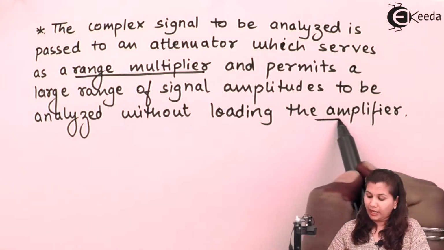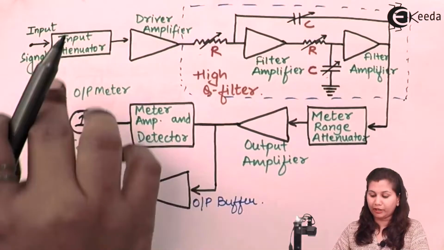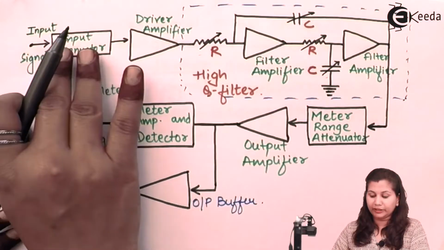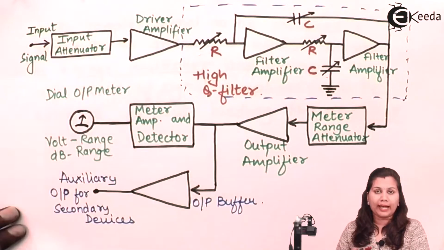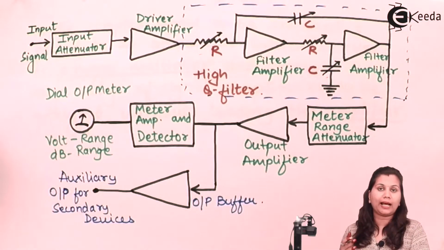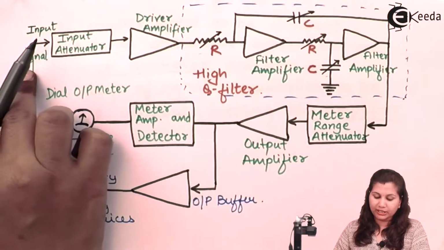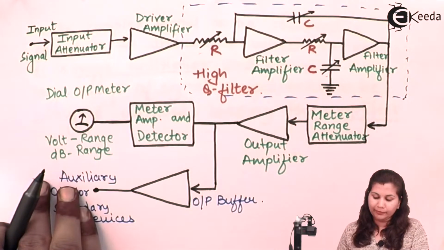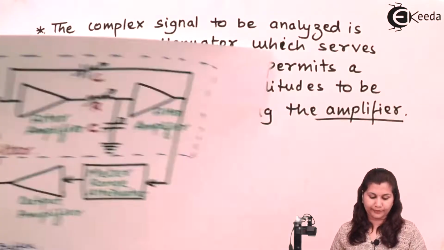You can see that after the input attenuator we have the driver amplifier. So this attenuator reduces the loading over this amplifier by acting as a range multiplier, so that a large range of signal amplitudes can be analyzed by the instrument. First the input signal is given to the input attenuator, and after that it is given to the driver amplifier.